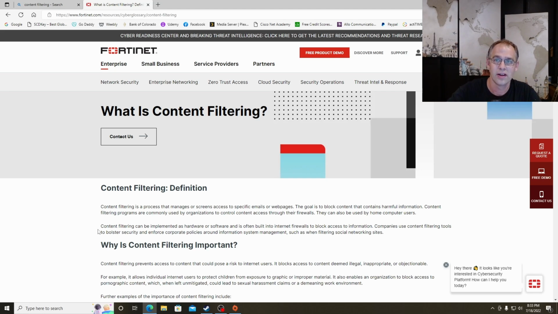So you have filtering on the device, right? An application, something like that. Or you have filtering at the network level, okay? So basically what I found is that filtering at the network level is probably better because it scans all the incoming and outgoing traffic.